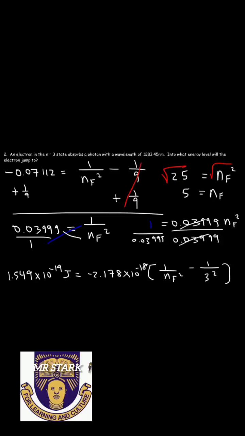If you get a whole number as an answer, then chances are you have the right answer. If you don't get a whole number, somewhere along the lines, you might have made a mistake. But this answer is reasonable because if it absorbs a photon, we should get an energy value that's greater than 3. And 5 is greater than 3, so this makes sense. And that's the answer. It's going to jump into the 5th energy level.